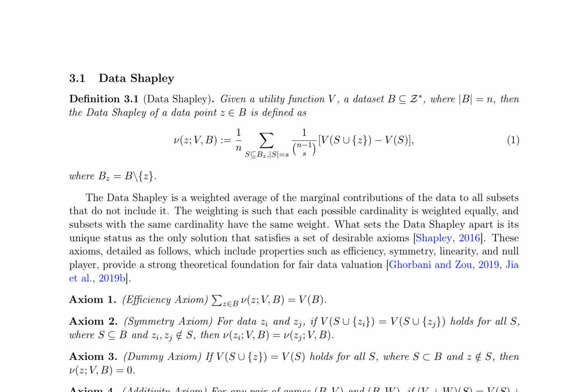The Data Shapley concept is a weighted average of the marginal contributions of data points to all subsets that do not include it. Mathematically, this is defined as nu(z, V, B) = 1/n sum over S subset of B\{z}, of (n-1 choose |S|)^-1 [V(S union {z}) - V(S)], where z is the data point, V is the valuation function, B is the dataset, and |S| is the size of the subset.